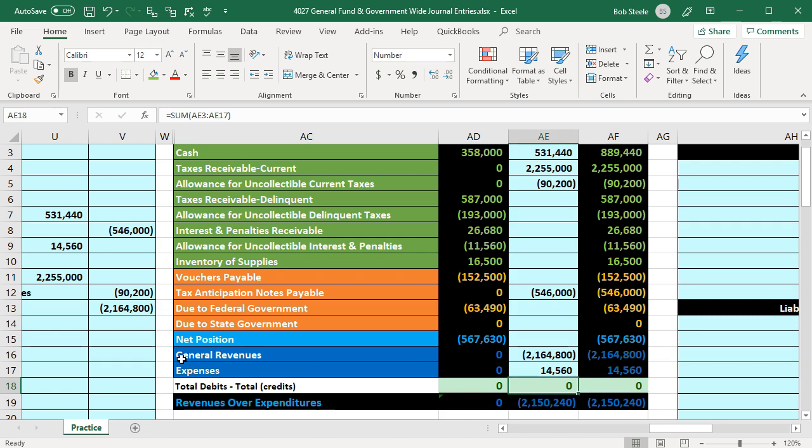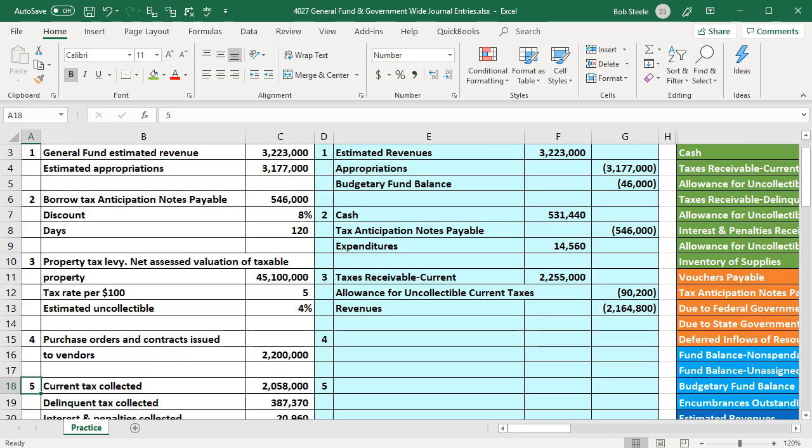Let's scroll back over to our activity then, back to the activity. We're now on number 4. Number 4 says we have a purchase order and contracts issued to vendors. Purchase order and contracts issued.